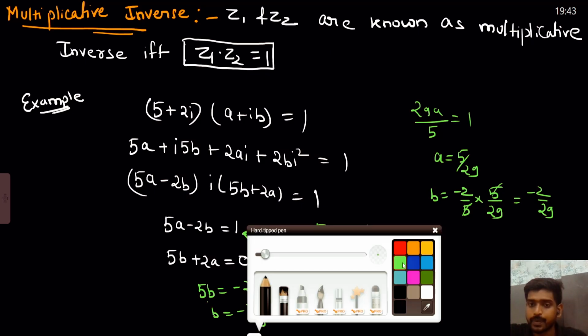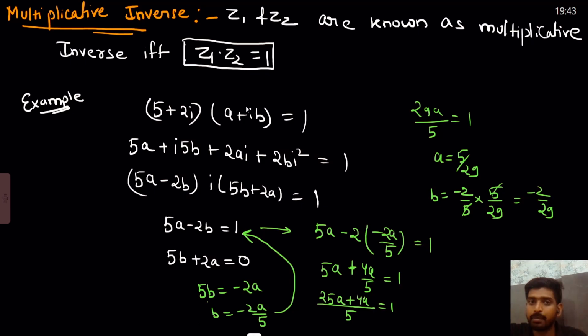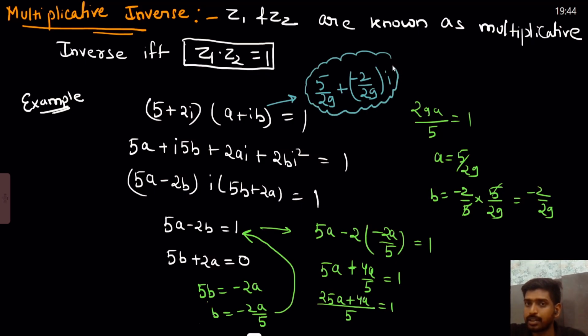So what is the multiplicative inverse of 5 plus 2 iota? The multiplicative inverse of 5 plus 2 iota will be given by the values of a and b. It will be 5 by 29 plus minus 2 by 29 iota. This is the multiplicative inverse of 5 plus 2 iota.